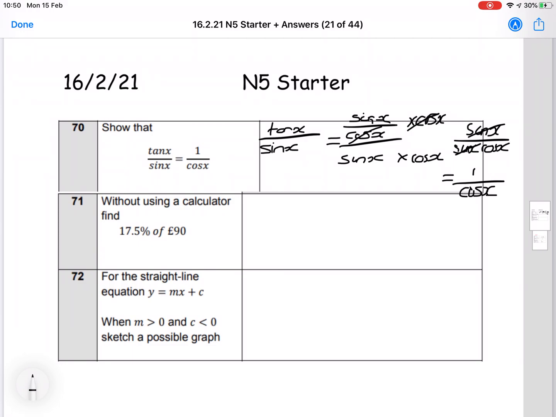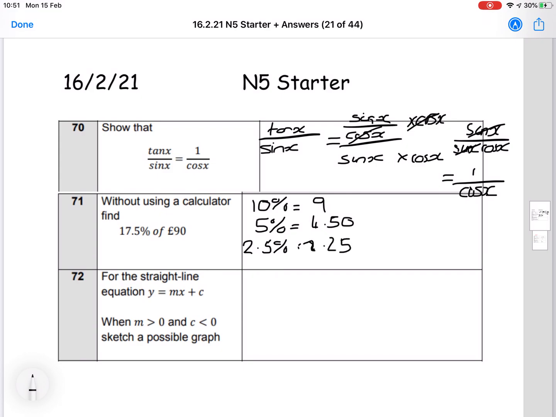Question 71 is just a bit of numeracy. Without using a calculator, find 17.5% of £90. We want to break that 17.5% down into smaller blocks and try and piece it together. The first thing I would do is 10%. 10% of £90 would be 9. We could then do 5%, which would be half of that, so 4.50. And then we could do 2.5%, which would be half of that again, which would be 2.25.